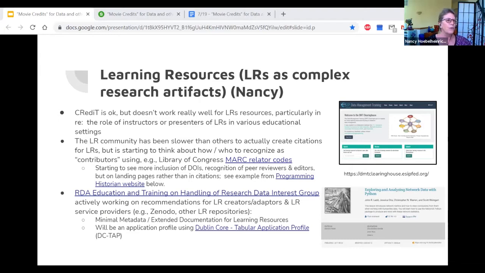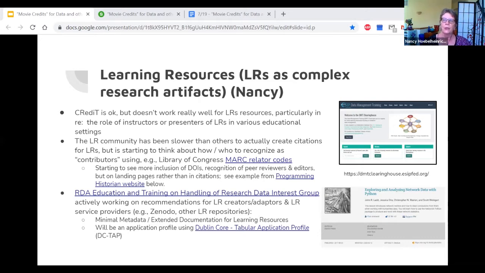Much less the more informal kinds of things that are available for professional development. We're starting to see more of that as resources are created for certificates, for instance, and badges and so on, but we're still not quite there yet. On the other hand, the learning resource community has been working with the idea of contribution or contributors for quite a while.